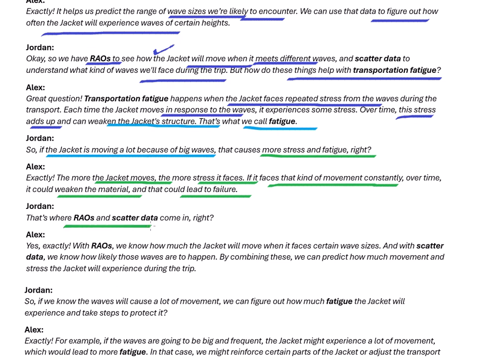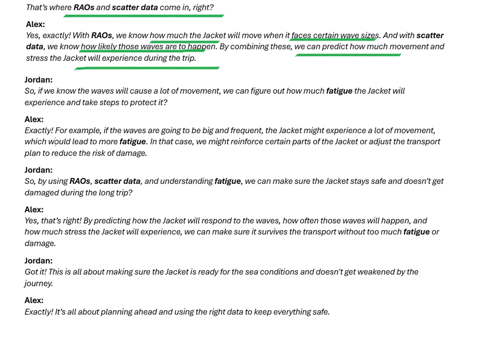That's where RAOs and scatter data come in, right? Yes, exactly. With RAOs, we know how much the jacket will move when it faces a certain wave size, and with scatter data, we know how likely those waves are to happen. By combining these two, we can predict how much movement and stress the jacket will experience during the trip. If we know the waves will cause a lot of movement, we can figure out how much fatigue the jacket will experience and take steps to protect it.